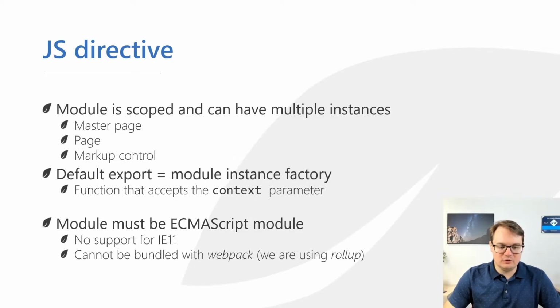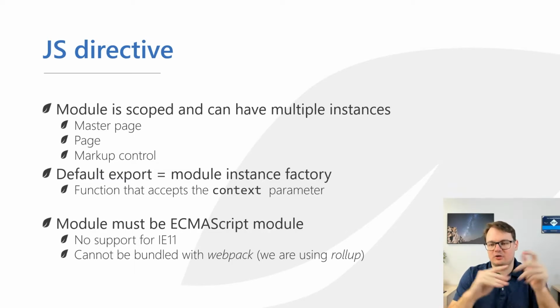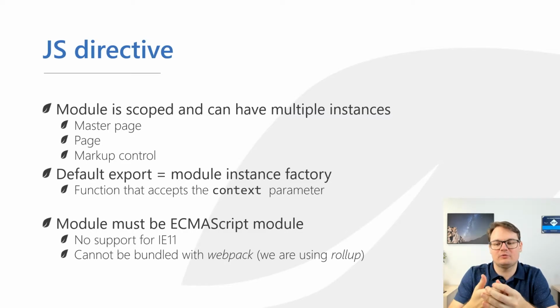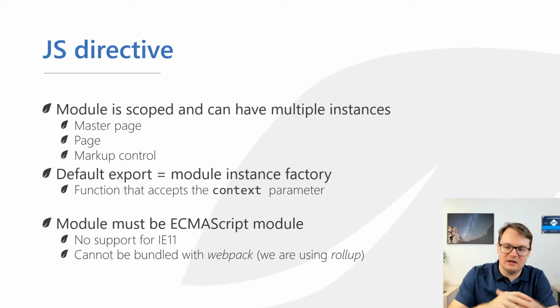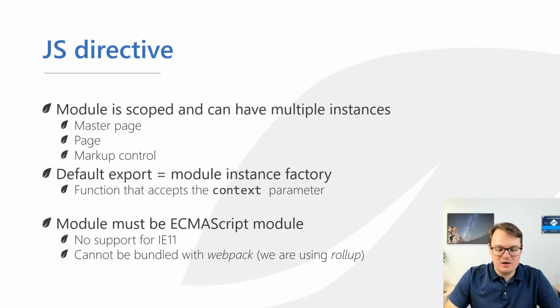Yeah. So the module has to have the default export, and it's a function that will get the context parameter, and it needs to return the instance of the module. And it must be an ECMAScript module. So it must use the native export import syntax presented in ES6. So that's the reason why it's not supported on Internet Explorer 11, because IE 11 doesn't support ES modules.